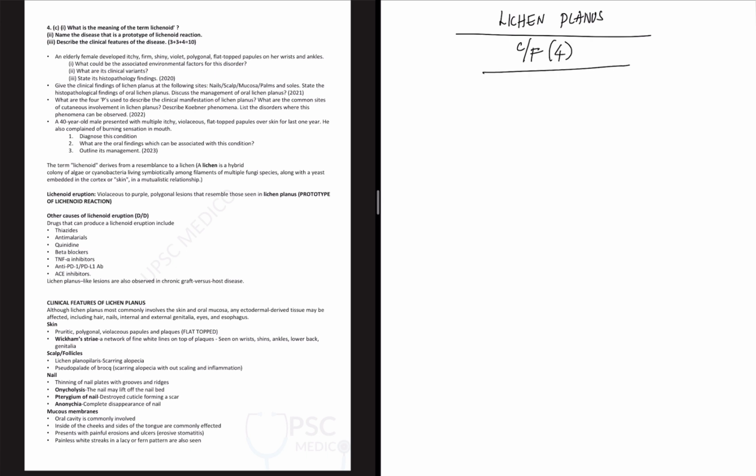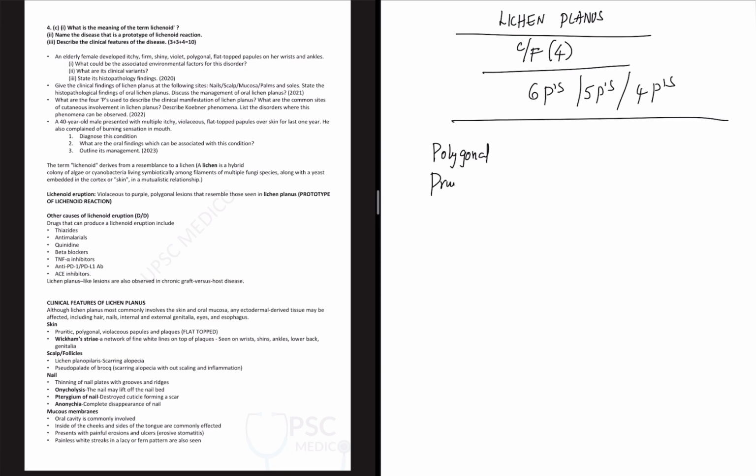When we are learning about clinical features with regard to lichen planus, it has 6 P's. Some books mention 5 P's, some books mention 4 P's. So the first P means it's a polygonal lesion.